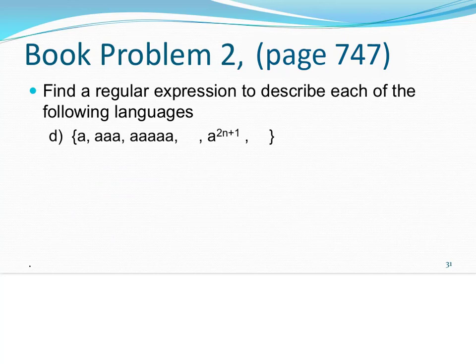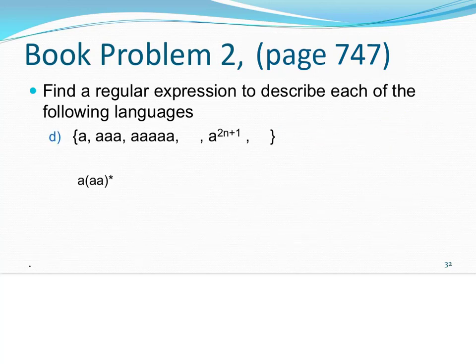So now take a look at this one. What do you see? We've got a single A, and then we have 3, and then we have 5, and it says A to the 2n plus 1. And I guess really somewhere in here it should say such that n is an element of the natural numbers. So we've got 1 A, we've got 3, we've got 5. Think about, how do you represent that?